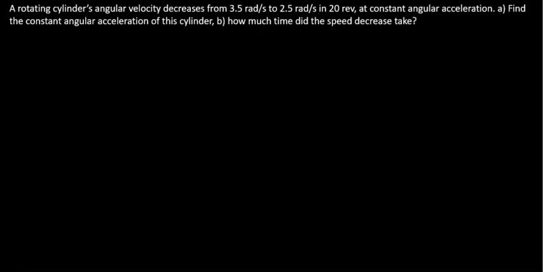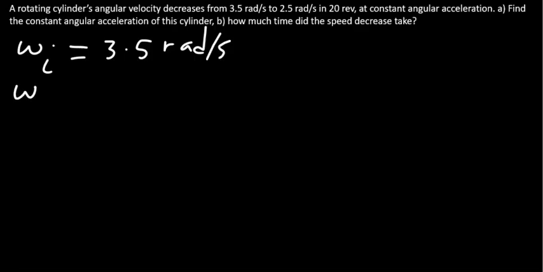Let's see how to use these equations in problems. So the first problem: a rotating cylinder's angular velocity decreases from 3.5 radian per second to 2.5 radian per second in 20 revolutions at constant angular acceleration. Find that constant angular acceleration of the cylinder.